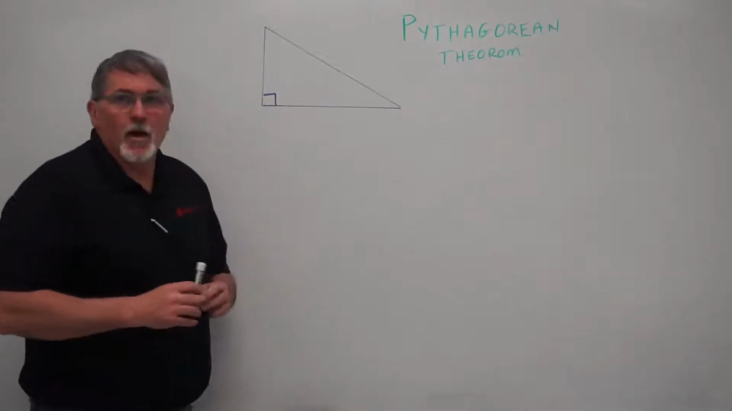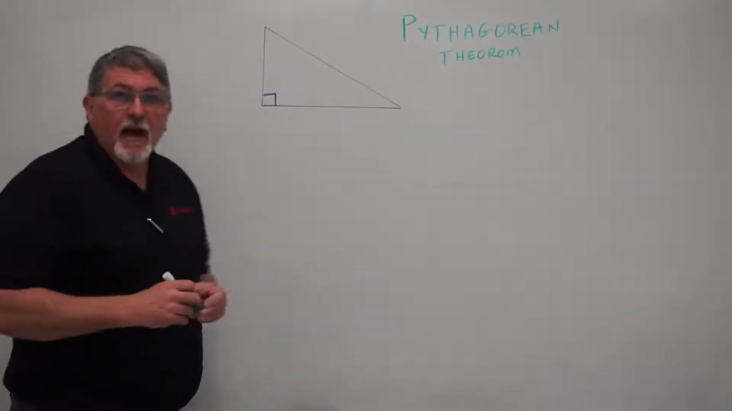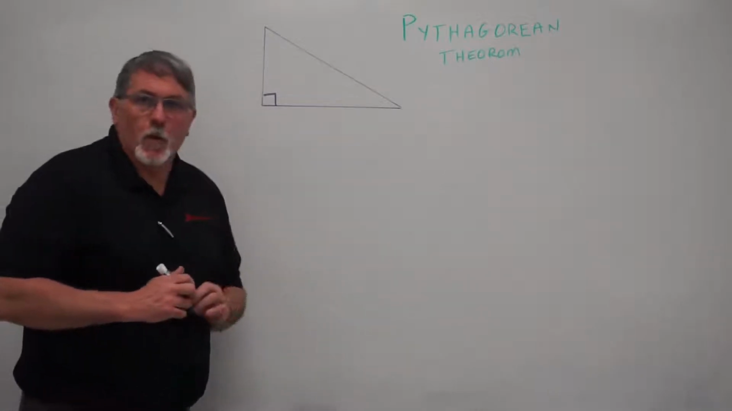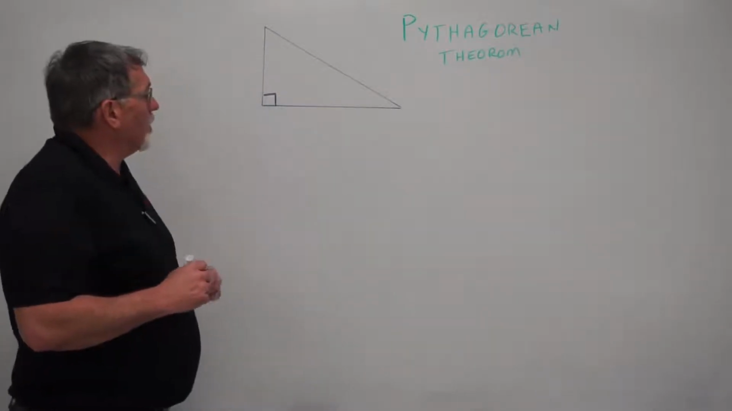So here we have a right triangle. That means it has a 90-degree angle, one 90-degree angle. That's symbolized by that little square in the corner. So we know it's a 90-degree angle.